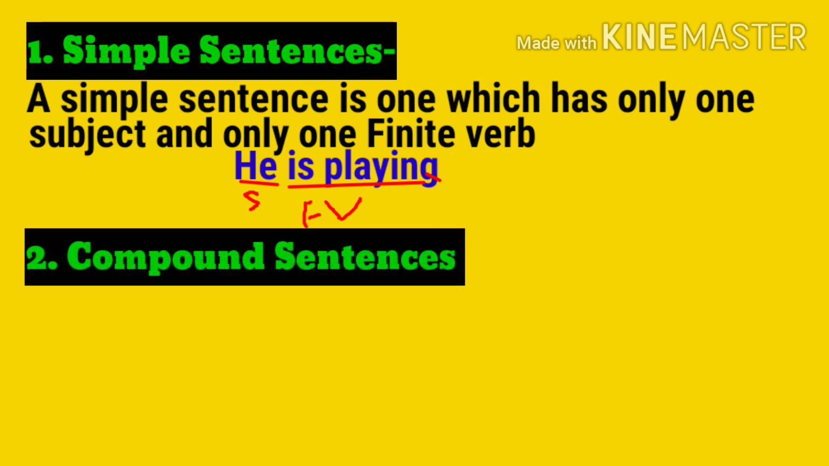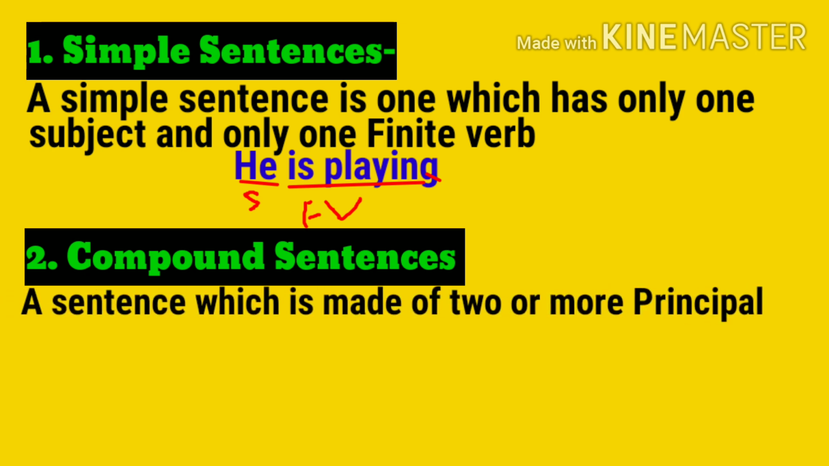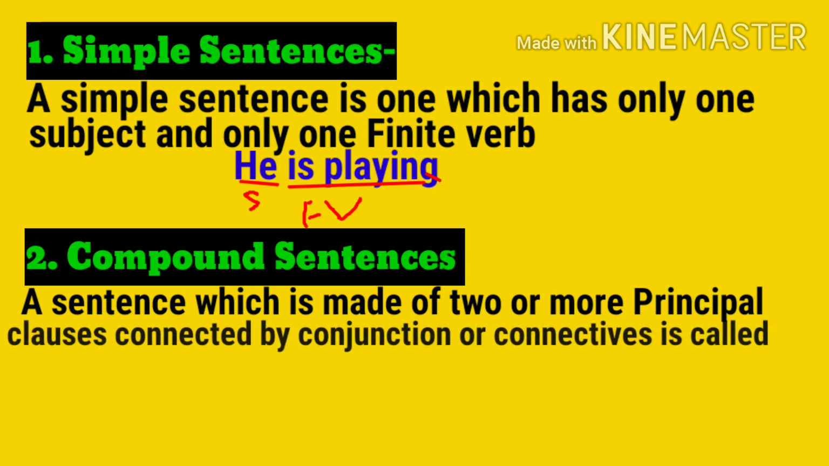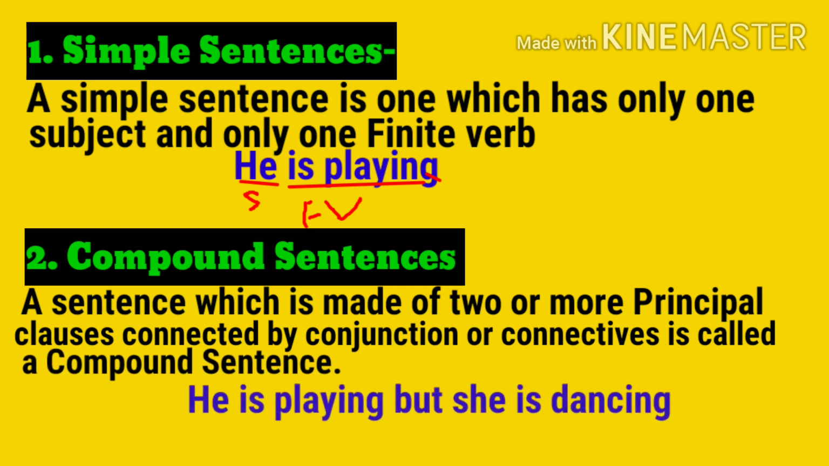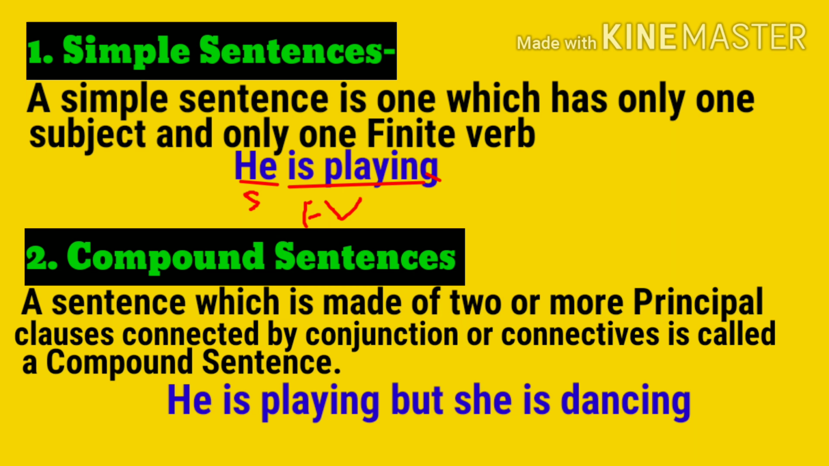Now about compound sentence. A sentence which is made up of two or more than two principal clauses connected by conjunction or connectives is called compound sentence. For example, he is playing but she is dancing. Here you can see that first one, he is playing, this is principal clause. Why? Because we know that principal clause can stand by itself, right? This is the main clause. So, he is playing, this is principal clause. But this is coordinating conjunction.